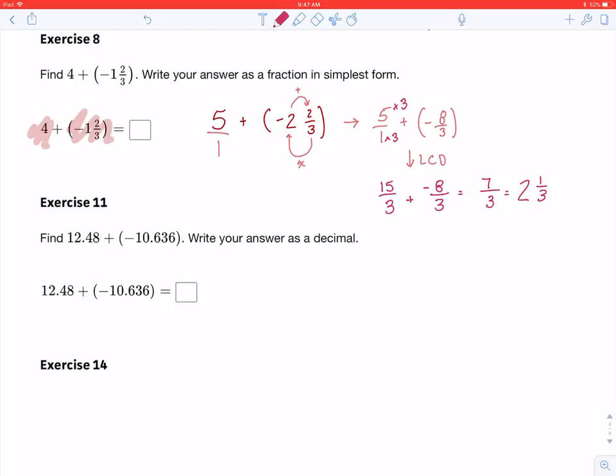And you're going to use that same technique for exercise 8, where you're going to add 4 and then negative 1 2/3.